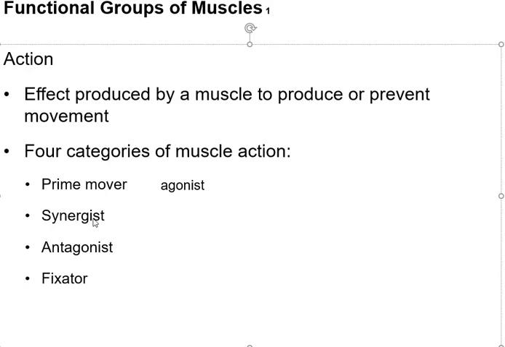Now, if you have a muscle that is helping out, we call it a synergist. So they work together so you get more bang for your buck. You get more force by contracting both the synergist and the prime mover.